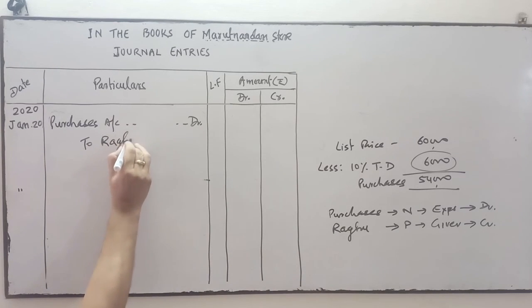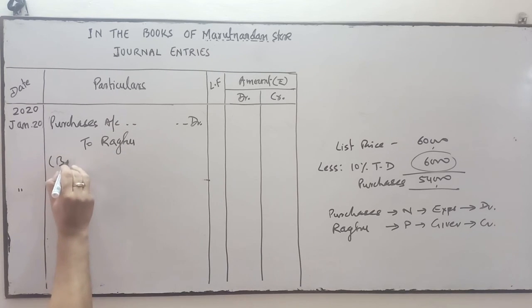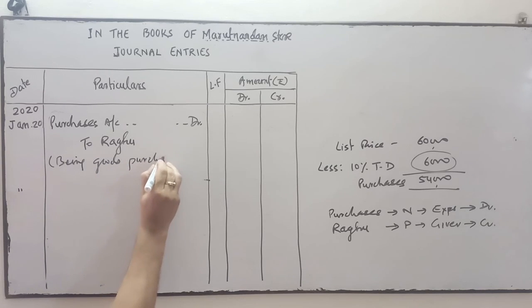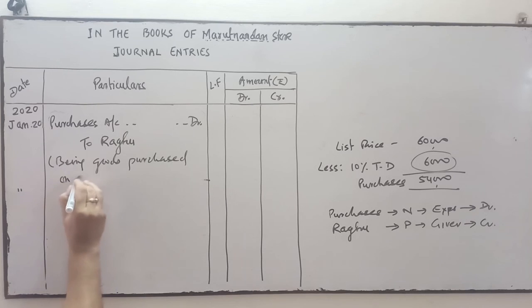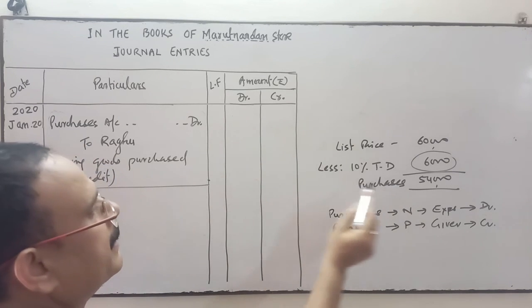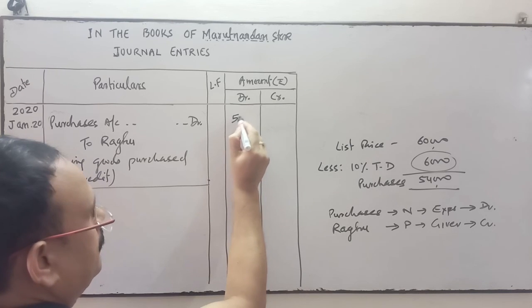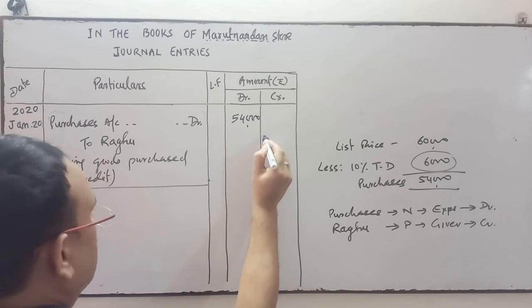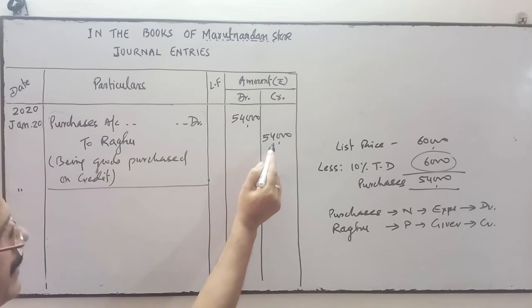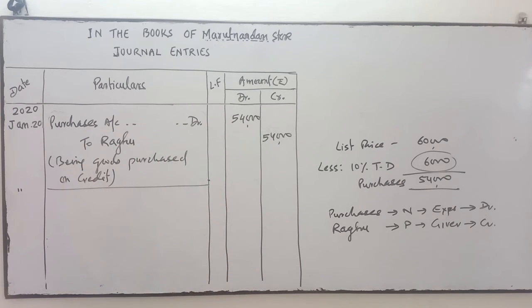Raghu account will be credited, being goods purchased on credit. That's narration. This much narration is enough to know why I have debited purchase account and why I have credited Raghu account. So which amount will we write over here? This amount 54 after deduction of the trade discount. 54,000 in debit and 54,000 in credit. In Raghu's we'll write in the credit side, in purchase we'll write in the debit side.